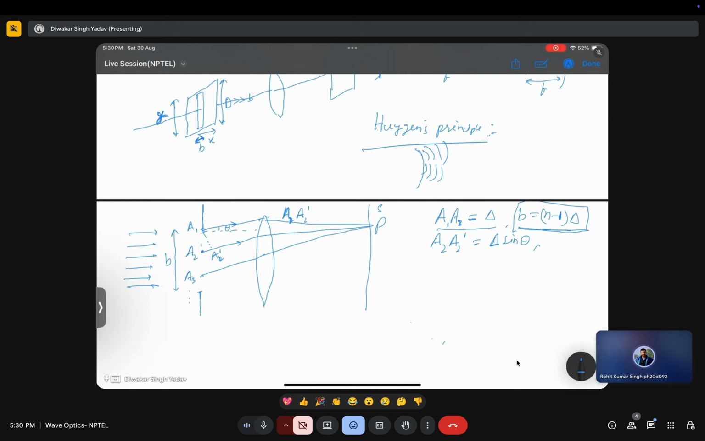Till now it's fine, right? So now this is the path difference from A1 and A2. And the corresponding phase difference, given by phi, will be just 2 pi by lambda times this path difference, delta sine theta. Fine.